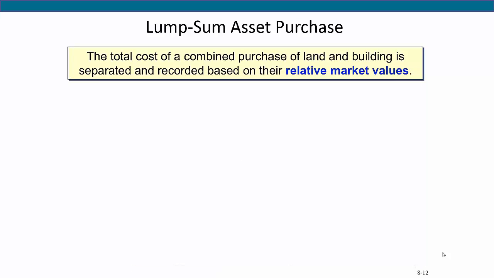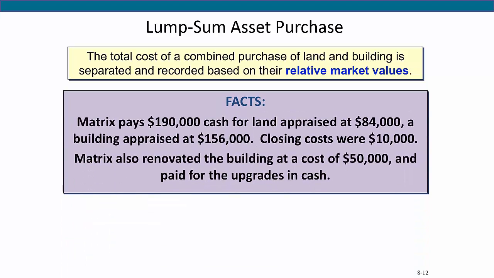It is fairly common to buy different types of assets with different depreciable lives for a lump sum price. This transaction is called, of all things, a lump sum purchase. Land and buildings are often purchased together, for example. Now, this can create a problem for us because land is not depreciable, but the building is.